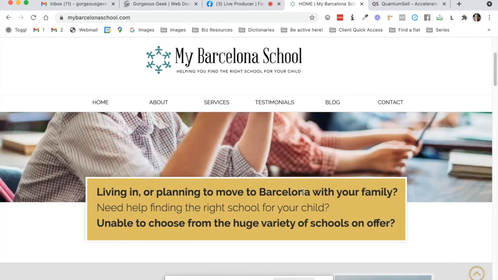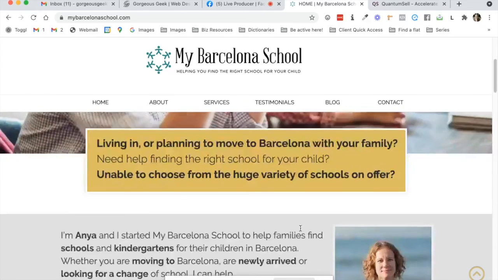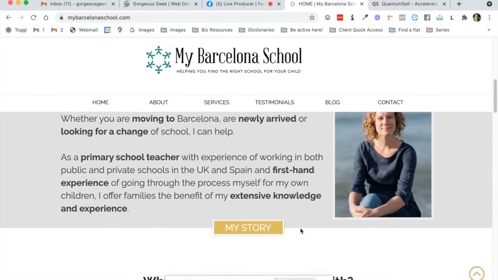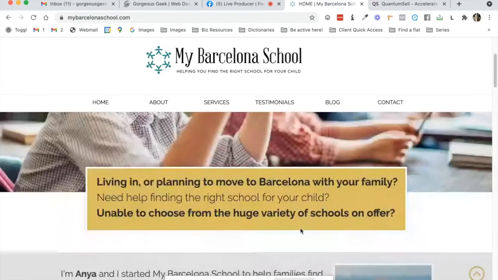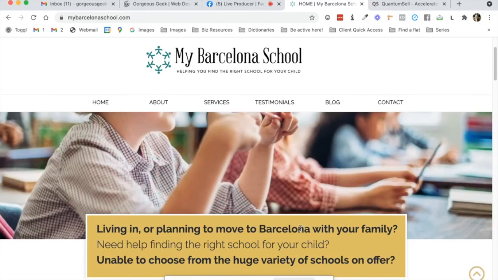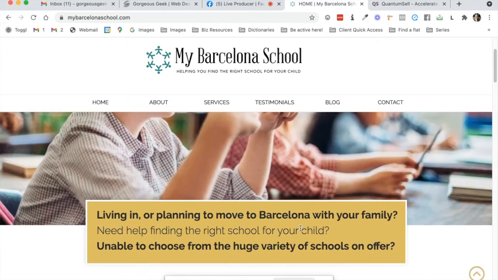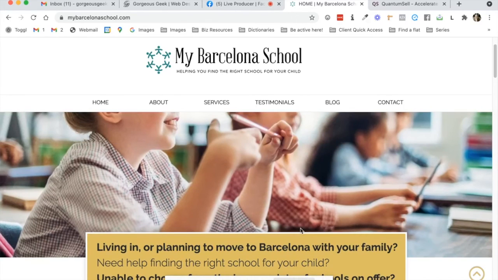People who are living in or planning to move to Barcelona, need help finding the right school, and find it hard to choose between the varieties. Like, yep. And going straight into why she's doing what she does, and here are the services. It's a really great way to start a website, very simple, to the point, and it connects right away, so people think, I am definitely in the right place. This gets the message across to her perfect clients.